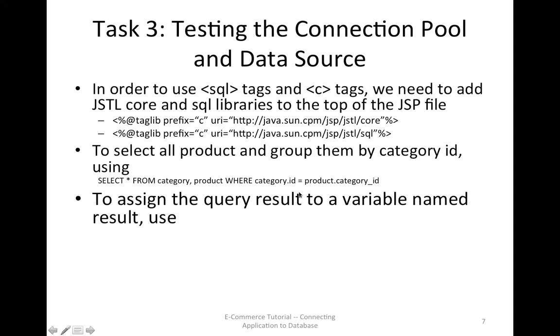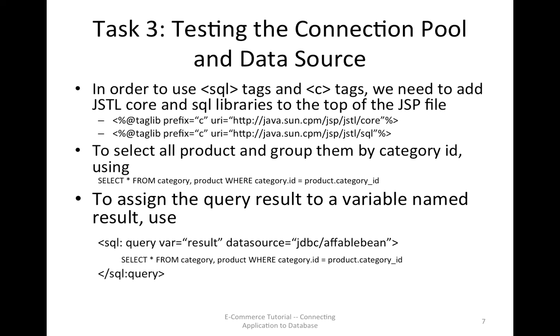that refers to the category that this product belongs to. To assign the query result to a variable named result, we will use this SQL query tag: sql:query, var equal result, dataSource equal jdbc/Bean. Now, this jdbc/Bean is the data source we just built in the previous step. So basically, all the results from this query will be stored in this variable named result.